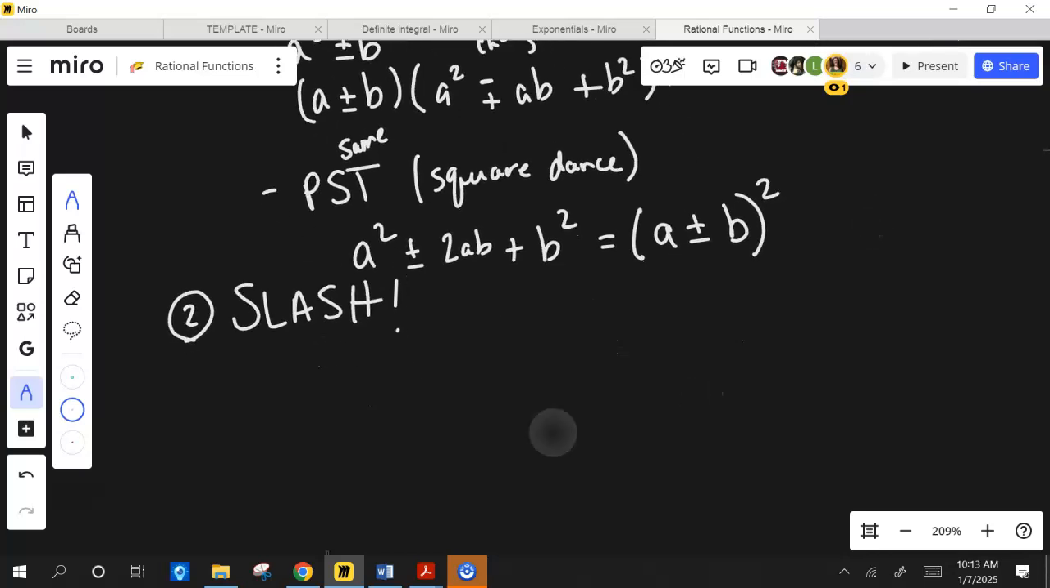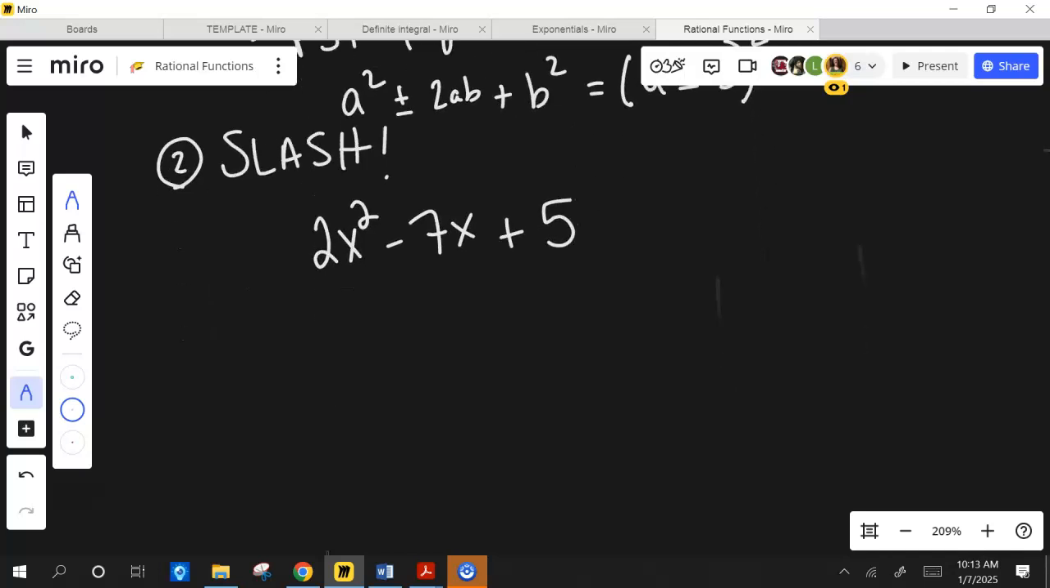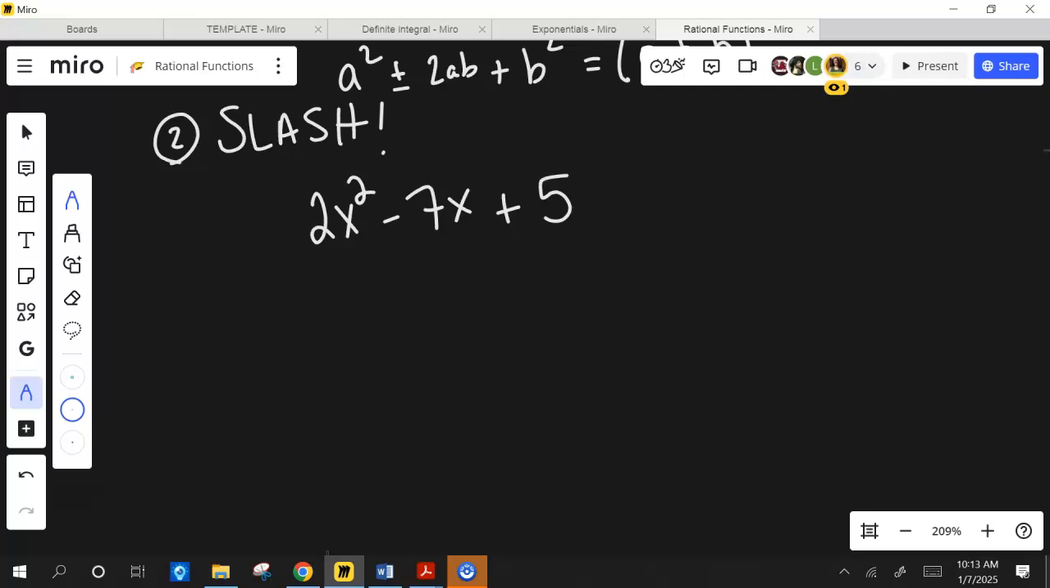So the slashing thing was if I need to factor this, it is no kind of special pattern whatsoever. I can't follow a pattern. So the first thing I do, I look for GCF to take out. Does this have a GCF? No. Then I want to multiply the first and the last together. 10x squared, yes? What two terms multiply to 10x squared but add to negative 7x?